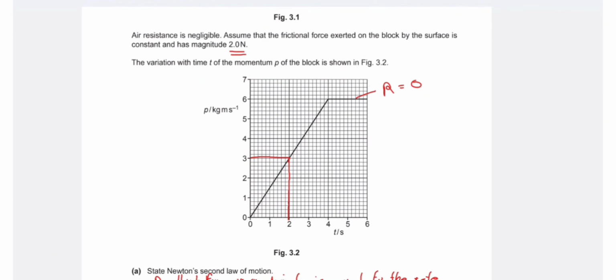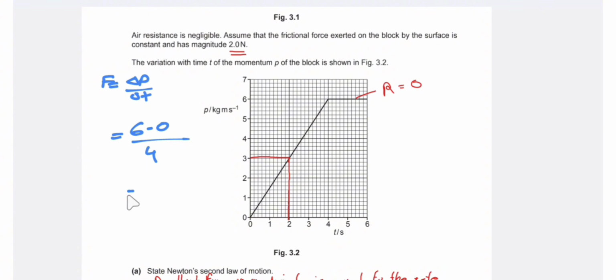And what is the value of the resultant force? First of all, from time t equal to 0 to time t equal to 4 seconds, what is the resultant force? The resultant force is equal to change in momentum by change in time. So the change in momentum is 6 minus 0, and the change in time is 4.